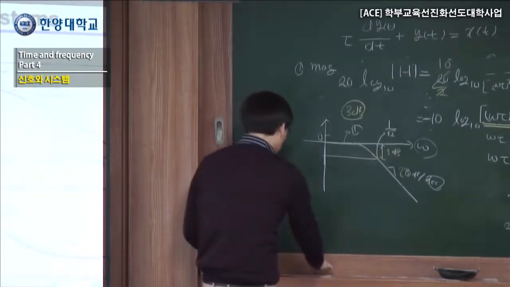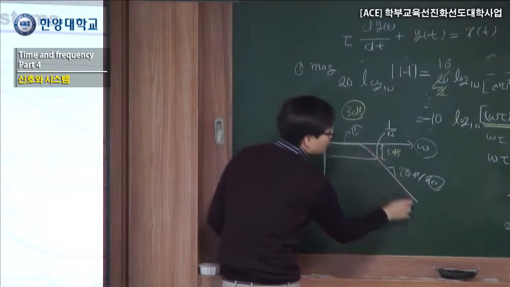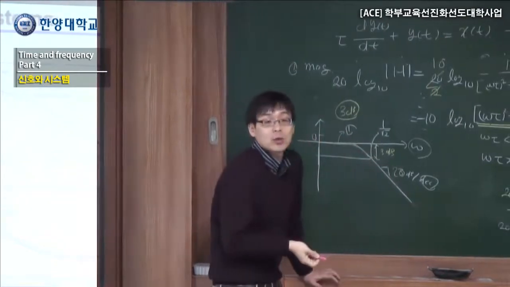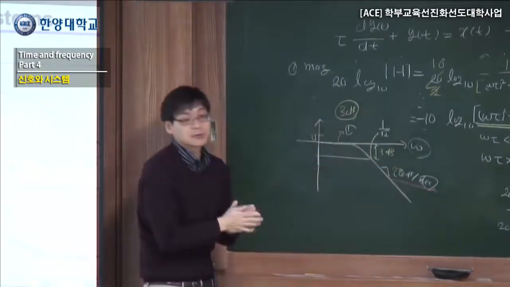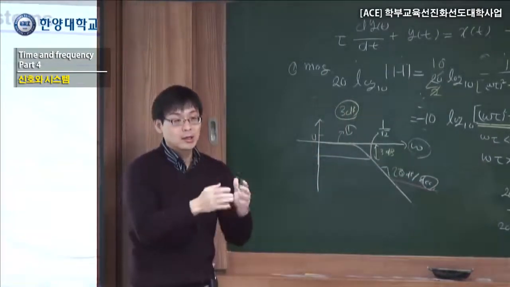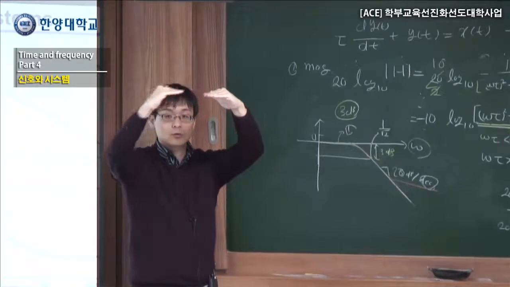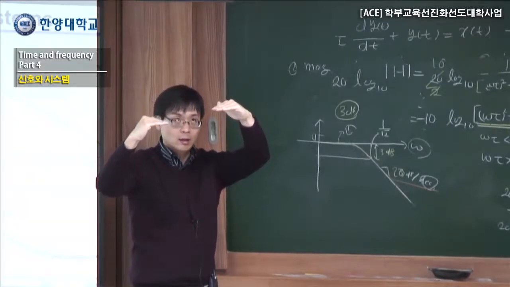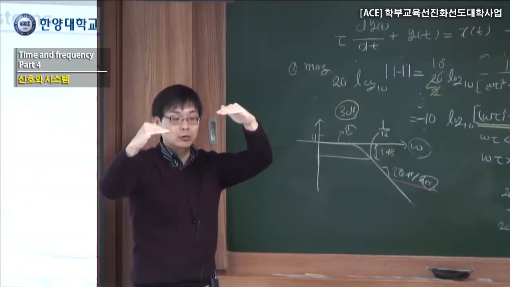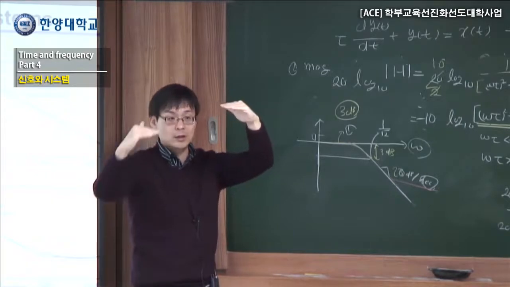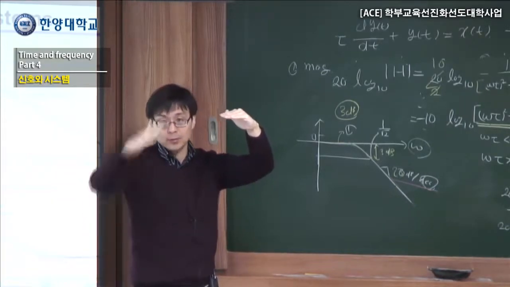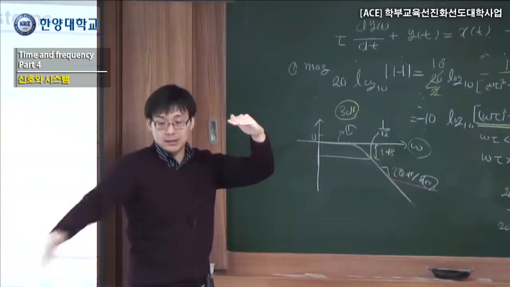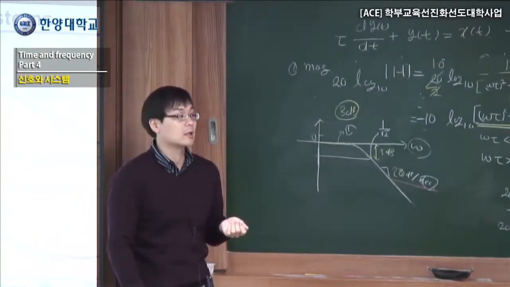But actually, the decreasing slope is not 3 dB per decade. They are 20 dB per decade. So 3 dB is the maximum to 1 divided by root 2 when defining the bandwidth. And then the slope, those decreasing slopes, is 20 dB per decade.